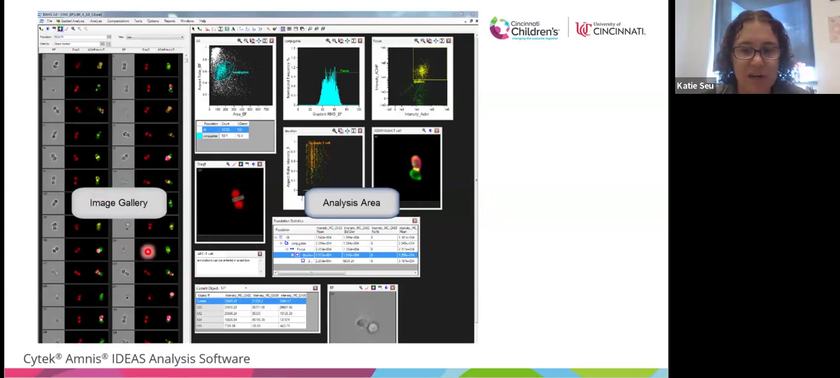On the left is the image gallery, where you can see the corresponding bright field and fluorescence images of each and every cell that you've recorded. So every dot, of course, in your flow cytograms corresponds to a cell. And here you can actually see what that cell looks like and where that signal is coming from.